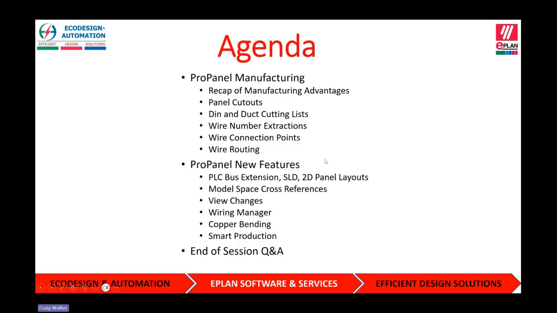Then we're going to look at the new features that have been added to ProPanel, including the PLC Bus Extension, SLDs, single line diagrams, 2D panel layouts are now available in there. We're going to look at some model space cross-references. We're going to look at the new view changes and savings of views. We'll look at the wiring manager that's been added, and that's an extension of the wire routing. And then we'll look at the copper bending to finish. This isn't a new thing, it's been added in freely, but it's something that I think is highly underutilized. And finally, we'll have a quick look at smart production, and there's something awesome that comes along with that with ProPanel 2026.